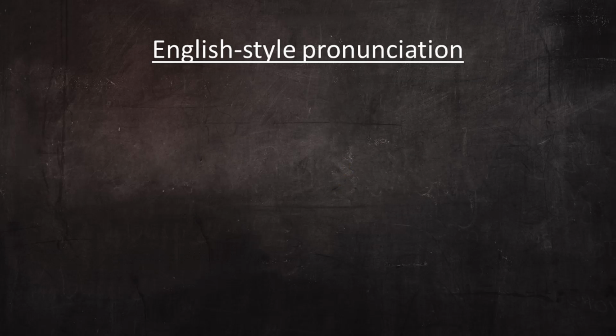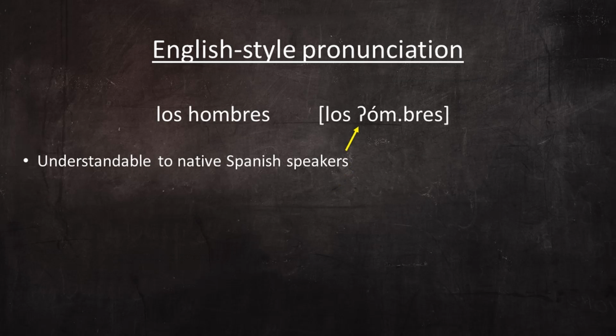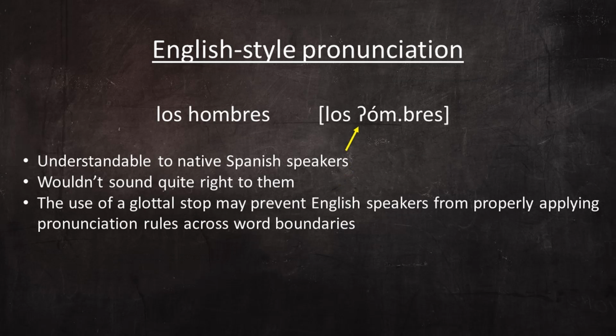Now, native English-speaking students of Spanish would probably pronounce this word pair as "los hombres," with S coming at the end of "los" and a glottal stop at the onset of the second word. And while that would certainly be understandable to native Spanish speakers, it wouldn't sound quite right to them. More significantly, in other instances, the use of a glottal stop between words may prevent English speakers from properly applying pronunciation rules that apply across word boundaries, giving their Spanish a foreign-sounding accent, even when they're capable of pronouncing individual sounds and even individual words correctly.